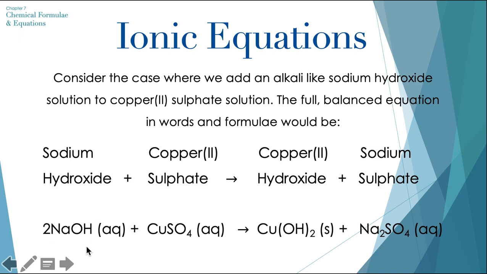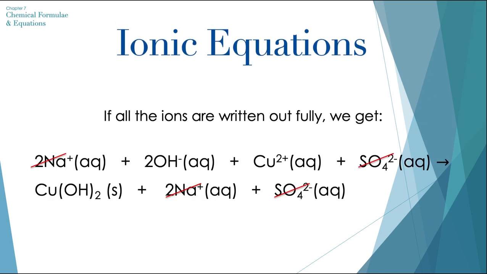Anyways, in chemical formulae we write it like this. We have to write their chemical formulas, each of them, and then we balance the entire equation, making sodium 2, and then we do this, and in the end something like this, okay? So this is the full equation. But if all the ions are written out fully, we get something like this.